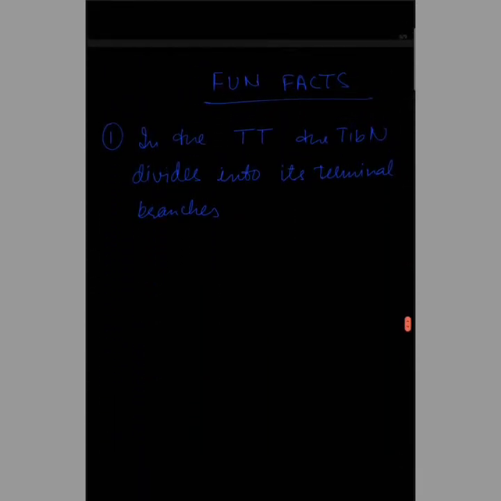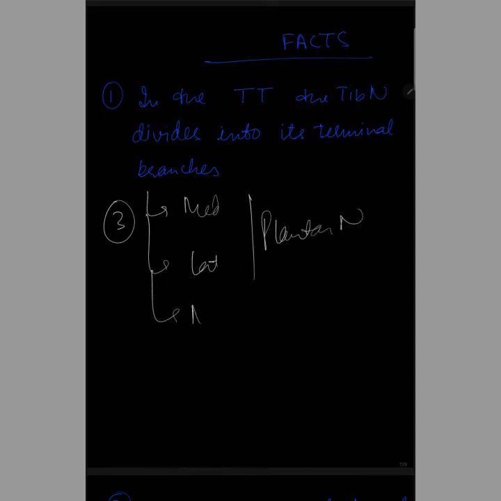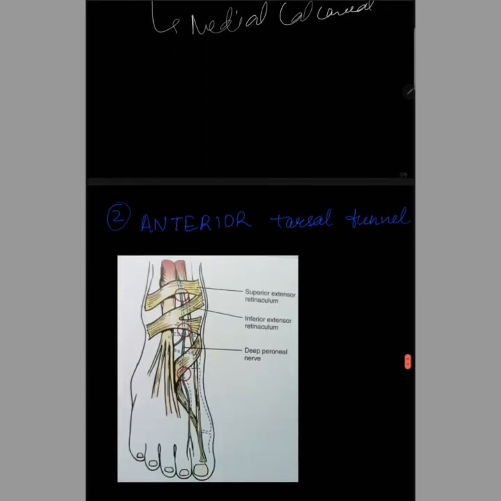Now some fun facts. At this point of time, I think they're only facts. No more fun. Number one is, in the tarsal tunnel, the tibial nerve divides into its terminal branches. What are these terminal branches? There are three terminal branches. The first two are the medial and lateral plantar nerves, and the third is the medial calcaneal nerve. It divides into these three branches.